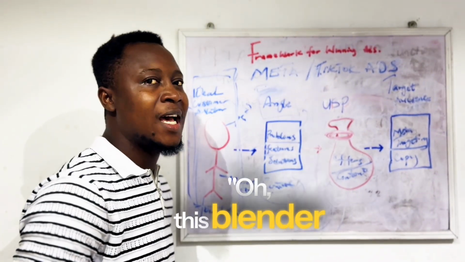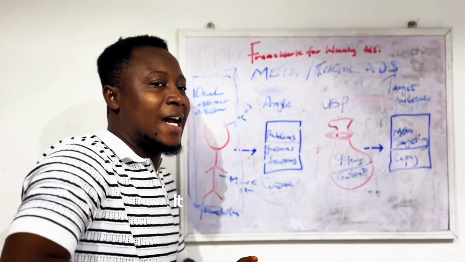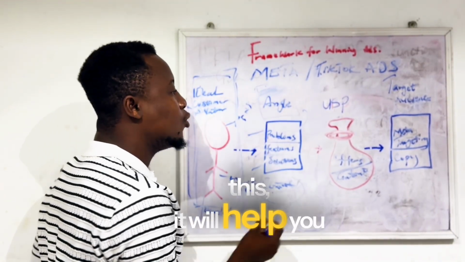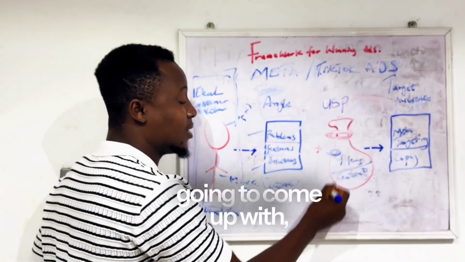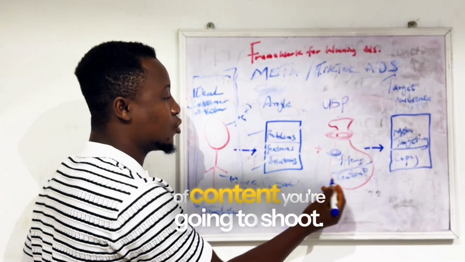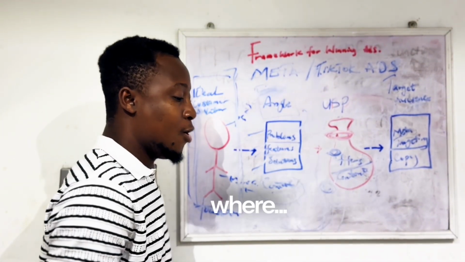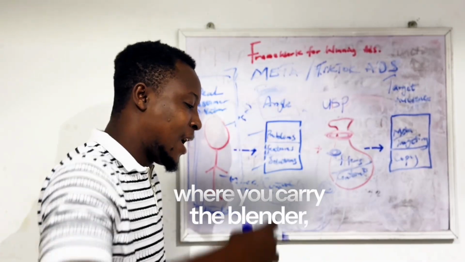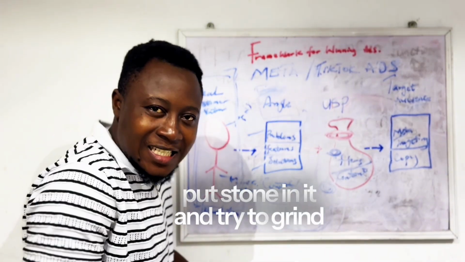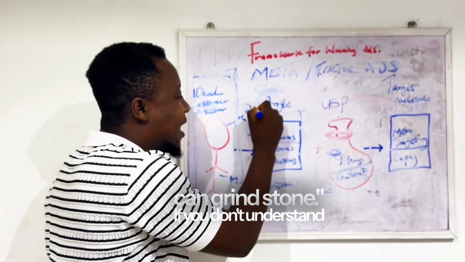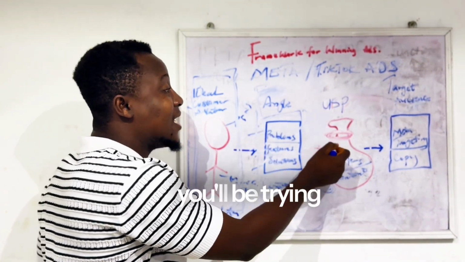You can say, oh, this blender is a very, very strong blender. It can grind stone. When you understand this, it will help you know the kind of offer you're going to come up with, and the kind of content you're going to shoot. You might say, well, I want my ad to come from an educational or illustrative perspective, where you carry the blender, put stone in it, and try to grind it. People would see that, oh, this blender can grind stone. If you don't understand the angle you want to come from, you'll be trying and failing with a lot of content.